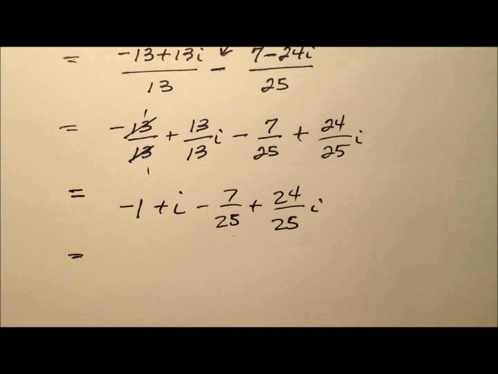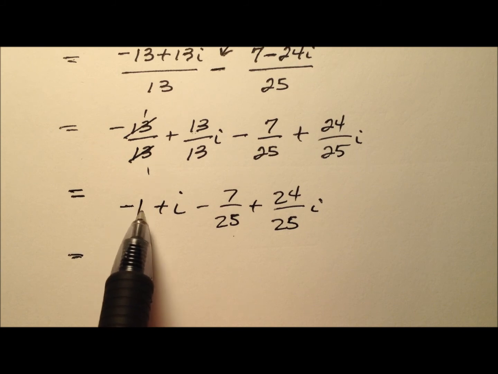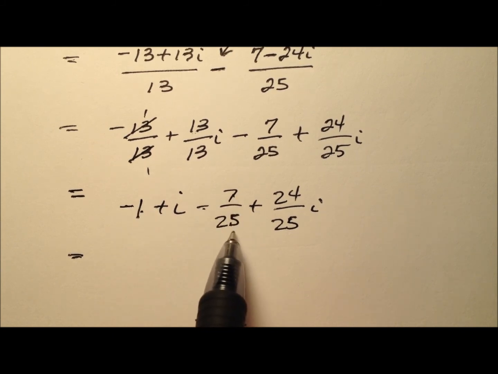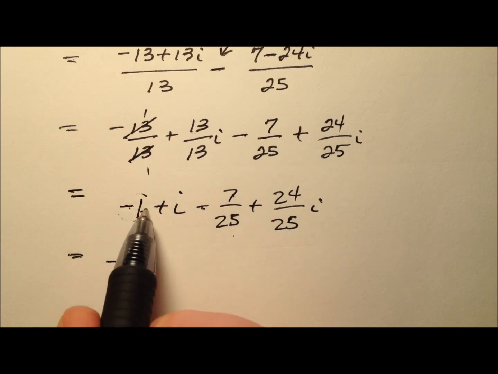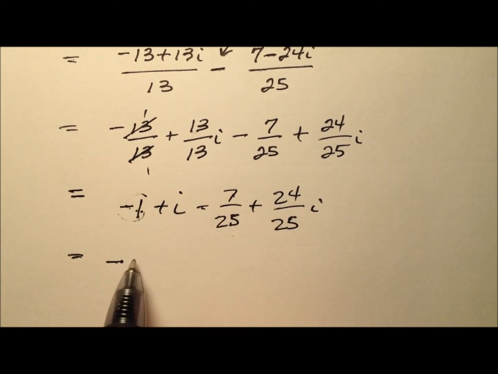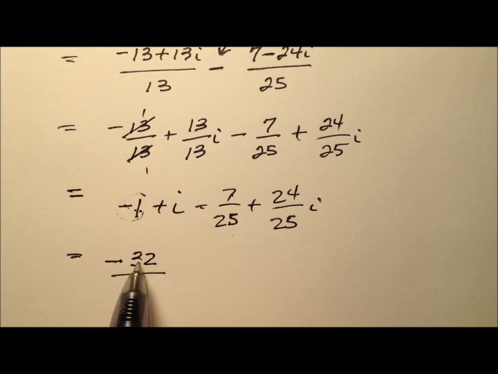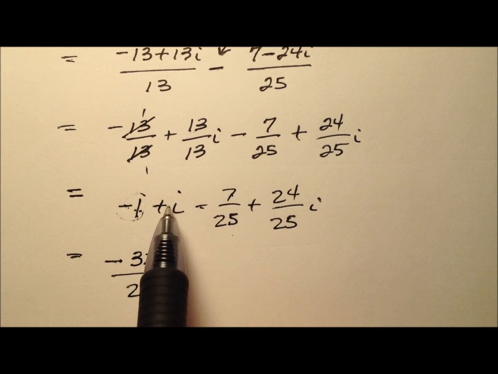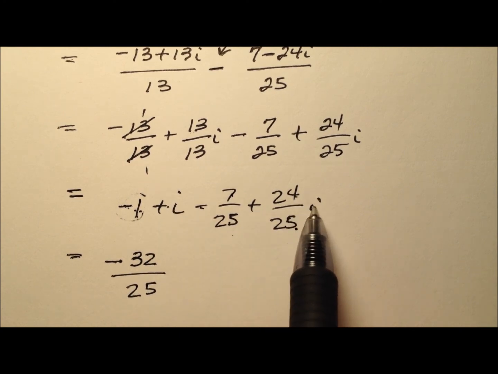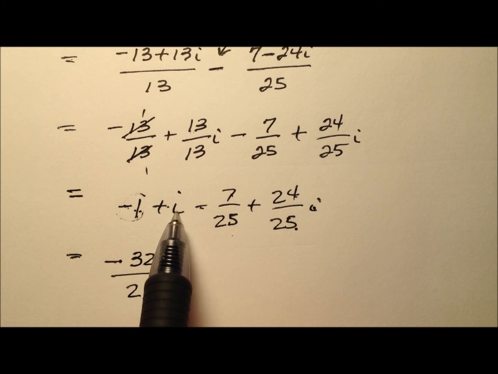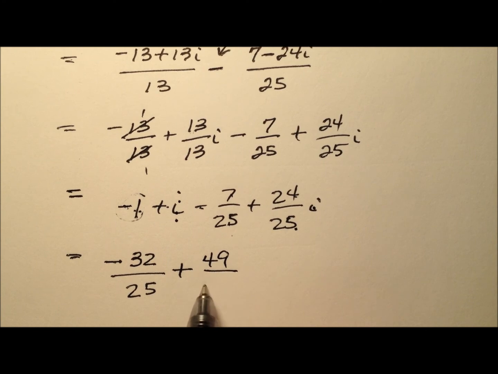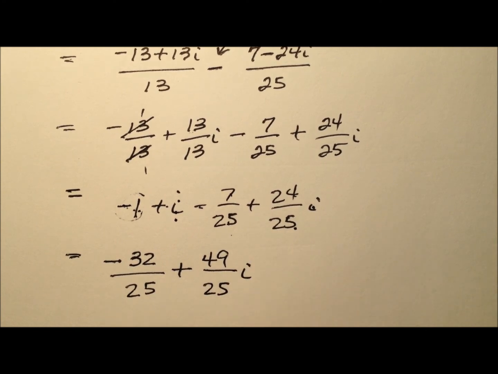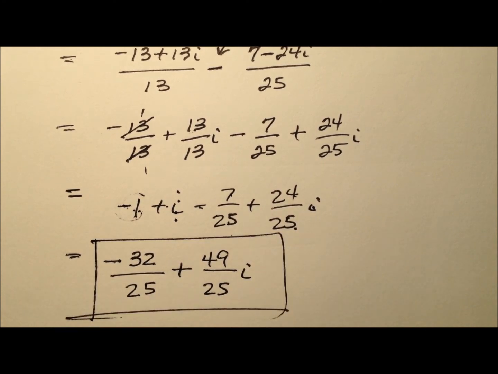i. Well, okay, so if we have negative 1 and then a negative 7 over 25, they have the same signs, so it'll be negative. And getting common denominators will turn this into negative 25 over 25. So the whole thing then becomes negative 32 over 25. Similarly, we're adding 1i to the 24/25 i. So when I get common denominators, this turns into 25 over 25. So it'll be plus 49 over 25i. And that's as simplified as we can make it.